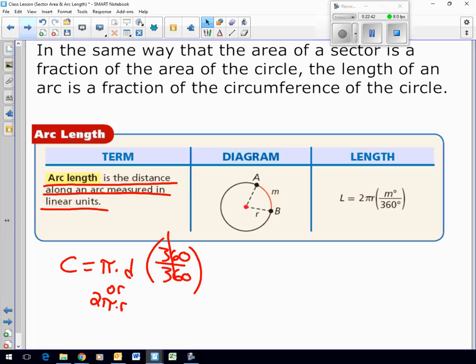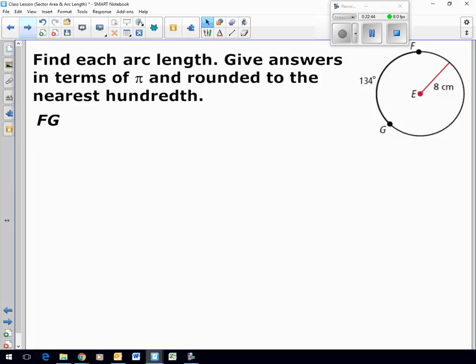You got that? Okay. So, calculate this one. Okay, I want you guys to calculate this arc length. What's the diameter of this particular circle? 16. What does 8 represent? The radius. Good. So this is the thing you got to look out for on these problems, okay?